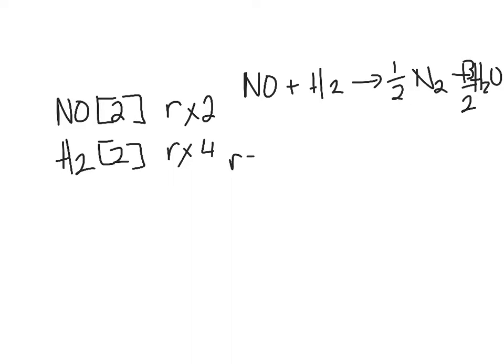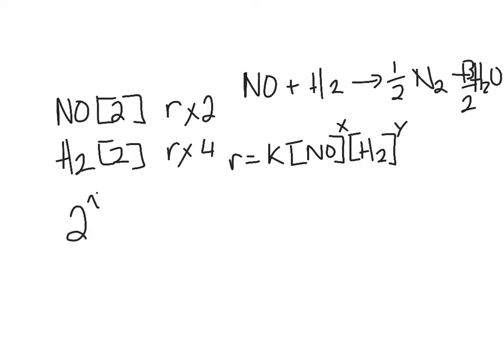So the rate will be equal to some constant K times the concentration of NO times the concentration of H2, and they are to some exponent X and Y. So if we double the concentration of NO, the rate is doubled. So what is X?